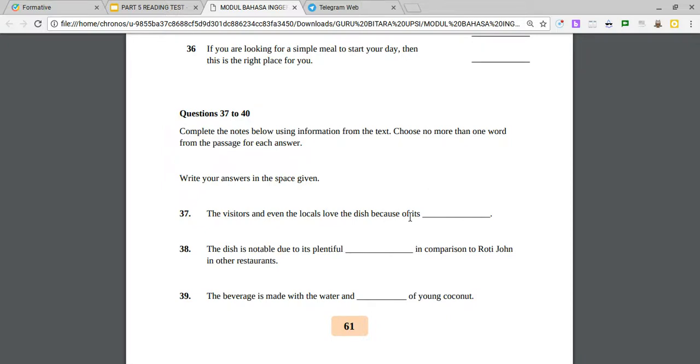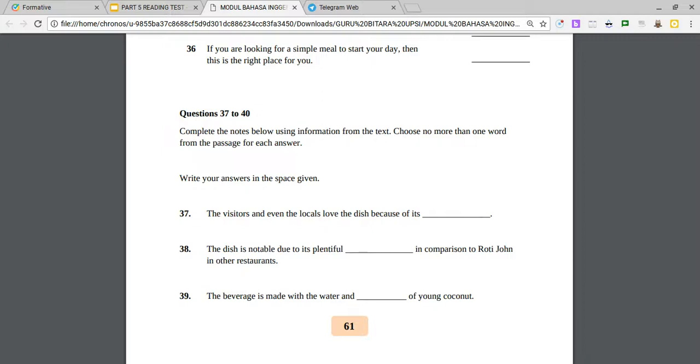Now, for example, question, especially this one. For example, question number 37 to 14. It says here, complete the notes below using information from the text. Choose no more than one word from the passage for each answer. Now, write your answers in the space given. Now here, the clue is no more than one word. Jangan lebih daripada satu perkataan. Please follow the question. Ikut soalan.